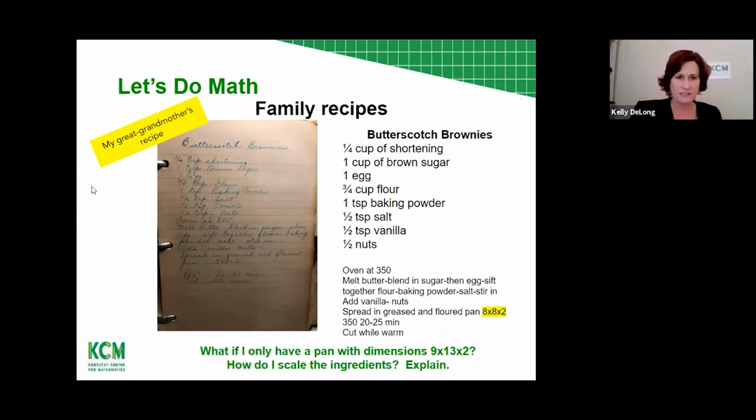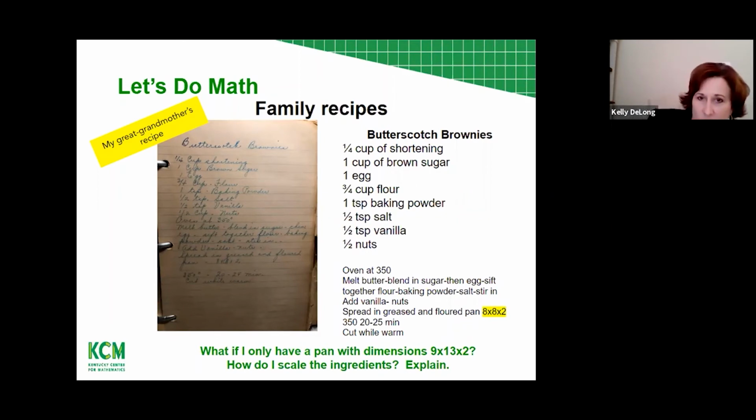True story. This is my great-grandmother's recipe. If you can see me in your thing, I want you to know that this is my grandmother's recipe book. And when I open it, it is my great-grandmother's recipe book. It is my great-grandmother's handwriting. And this is a recipe that she has for butterscotch brownies. So I typed it over there on the side.